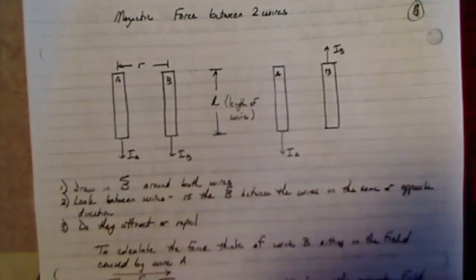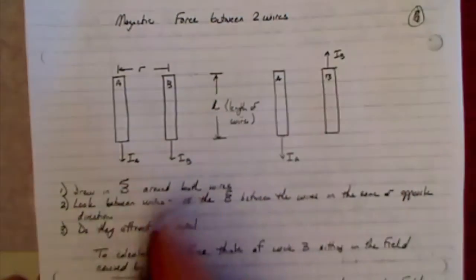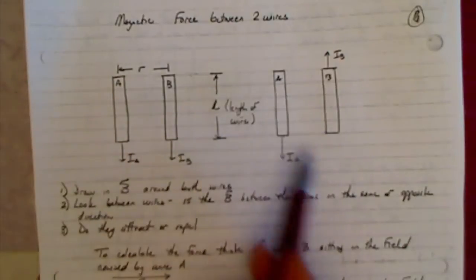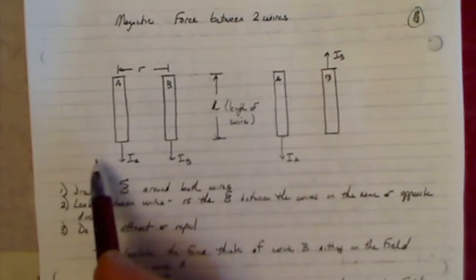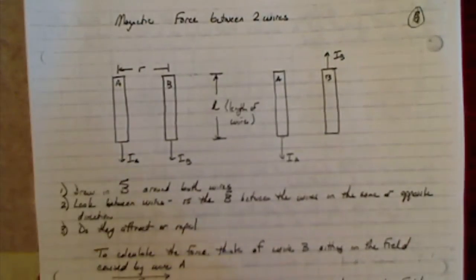All right, in the next lesson, we're going to talk about the magnetic force between two parallel wires, two conductors that have a current going through them. First, let's talk about the direction of the force, whether they attract or repel each other.